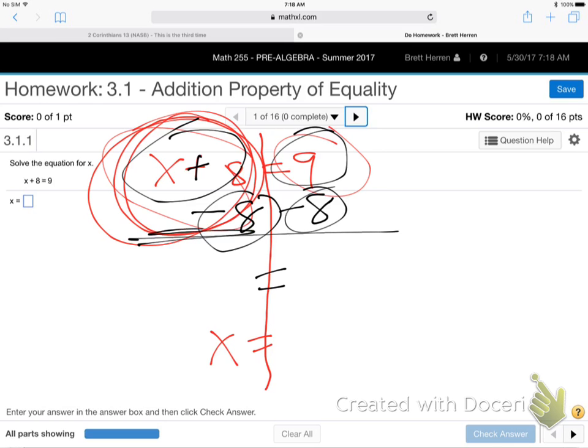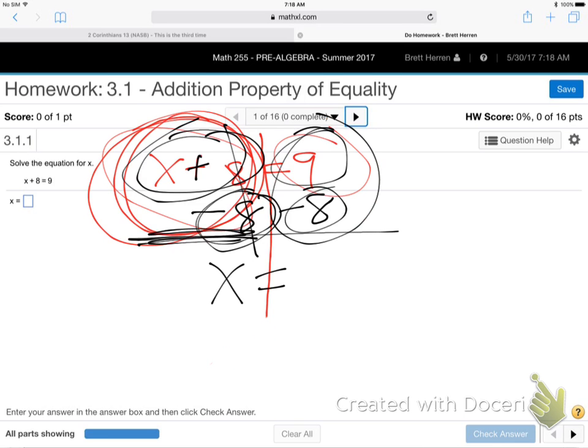And what is the result of the left side? What is x plus 8 minus 8? Yeah, these cancel, and it's just x. You with me? And what's the other side? 1. And we're done. See what I did? Subtract 8 from both sides. x is 1 is the answer.